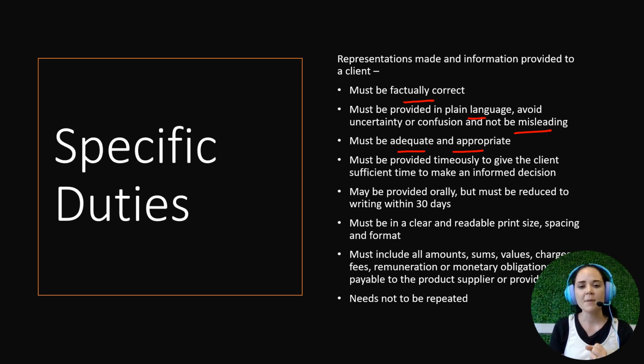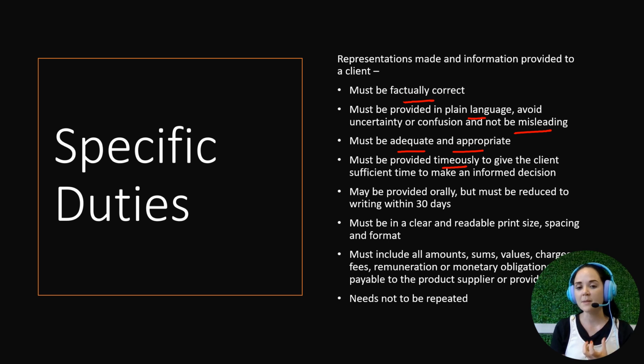Then it says our representations made and information provided to the client must be provided timeously to give the client enough time or sufficient time to make an informed decision. We are not allowed to bully the client, force the client into making a decision, saying, client, oh, if you don't say yes, no, I can't promise I'm going to give you the same premium tomorrow. Or this is only valid for the next 2 hours. Okay. So we need to provide the client enough time to make an informed decision.